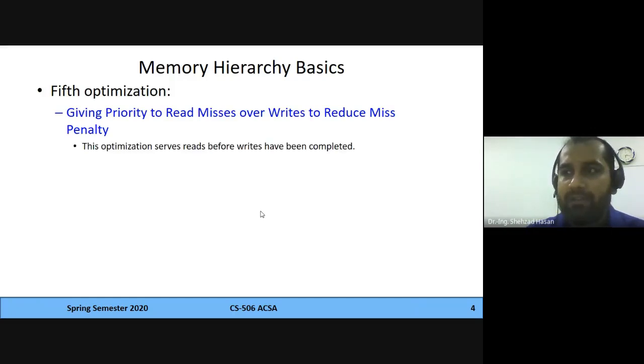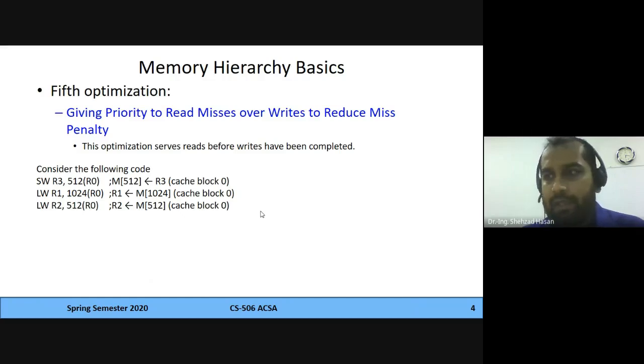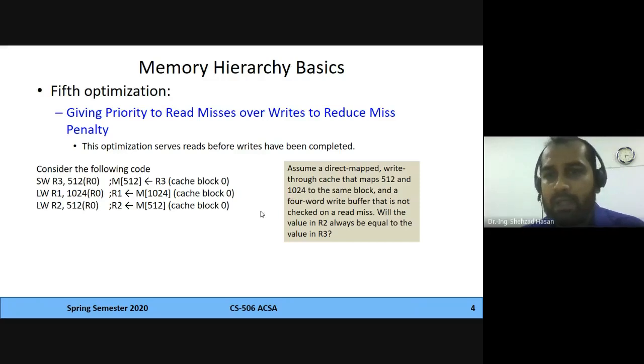Now, the main idea of this optimization is that reads should be completed first. They should be given priority over writes. For this, I want you to have a look at a sequence of instructions. There are three instructions, right? And for that, we have a description of what type of memory system we currently have. So let's first talk about the instructions. What's happening over here? We have a store word, a load word, and a load word. So there are just three instructions.